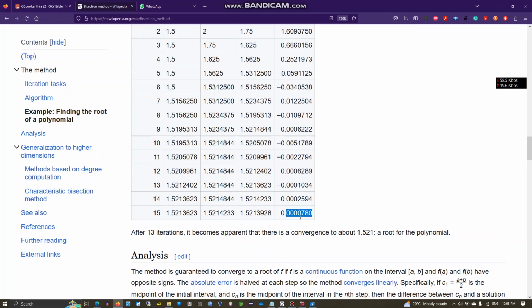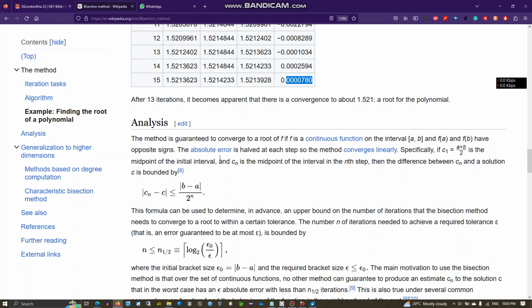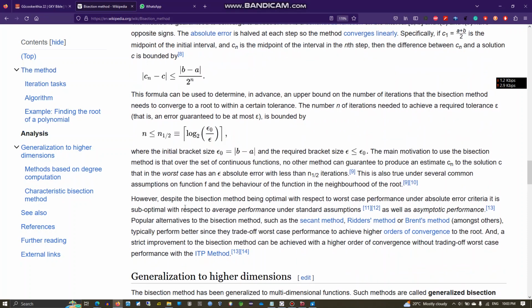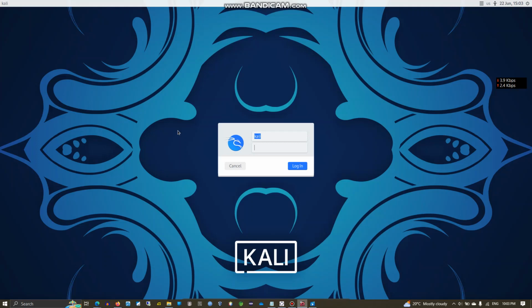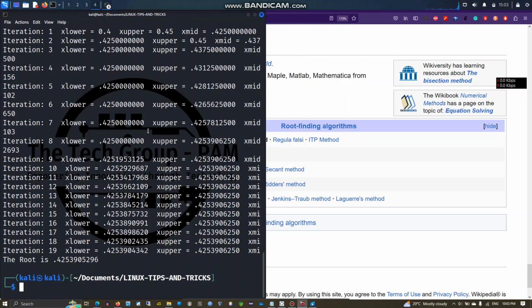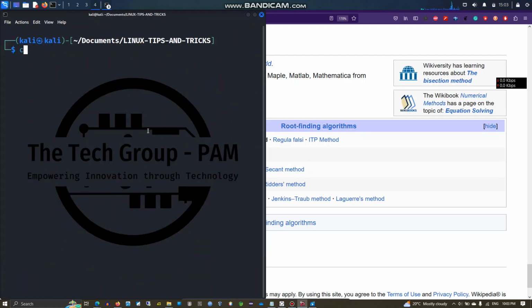that depends on the error. What error are you interested in? Okay, there is the absolute error, there is analysis. Just go through it if you are interested. Let me just explain the code. I've written it in shell scripting, so don't worry about that.